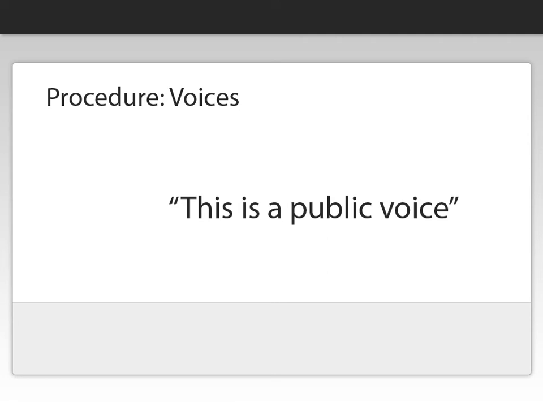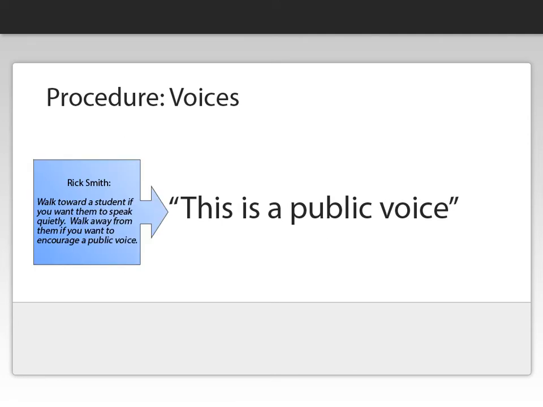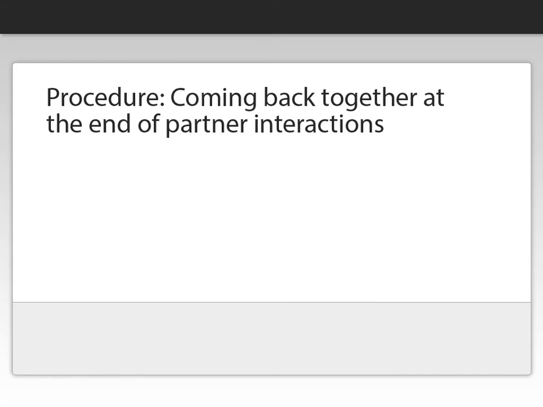In his book, Conscious Classroom Management, Rick Smith offers a strategy for encouraging a public voice. He says, walk toward a student and stand close if you want them to speak quietly. Move away from them if you want them to speak in a public voice. You also need to teach and enforce the procedure for coming back together at the end of a partner interaction.